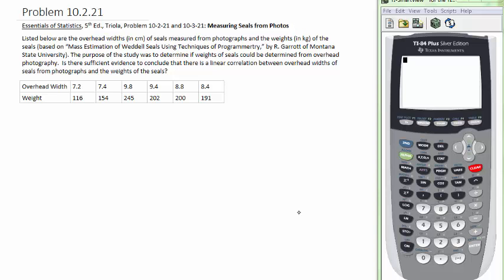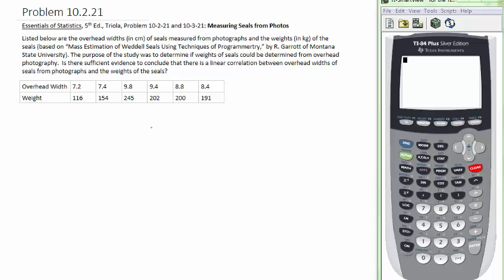Let's do this correlation problem. Listed below are the overhead widths in centimeters of seals measured from photographs and the weight in kilograms of the seals. The purpose of the study was to determine if the weights of seals could be determined from overhead photography. The question is, is there sufficient evidence to conclude that there is a linear correlation between overhead widths of seals from photographs and their actual weights?